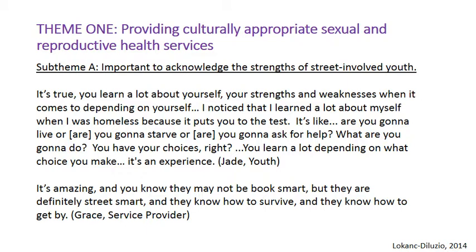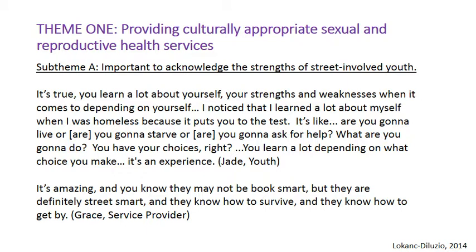In terms of the findings from the study, there were 3 main themes that emerged from the data, as well as several sub-themes. A theme that emerged from service provider and youth interviews included the importance of providing culturally appropriate sexual and reproductive health services, and this means A, recognizing the strengths of street-involved youth, B, understanding the sexual and reproductive health challenges that street-involved youth face, C, understanding the complex life circumstances of street-involved youth, and D, understanding the facilitators of sexual and reproductive health protection and promotion.